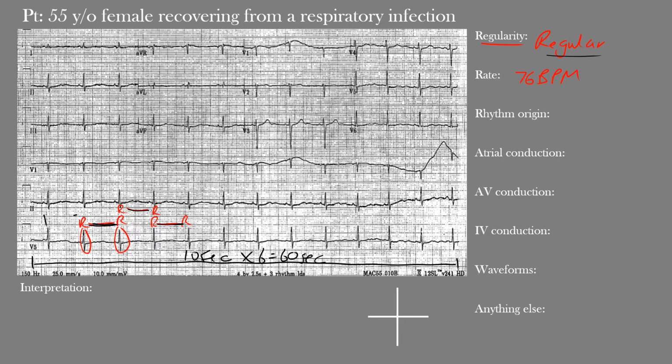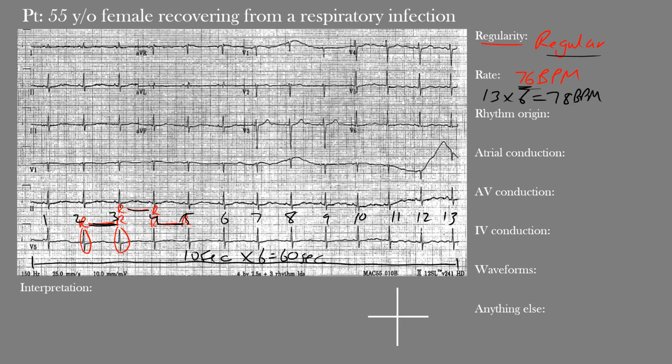We have 1, 2, 3, 4, 5, 6, 7, 8, 9, 10, 11, 12, 13. So 13 QRS complexes going across. So 13 times 6 is 78 beats per minute. And that 78 is close to the actual 76.